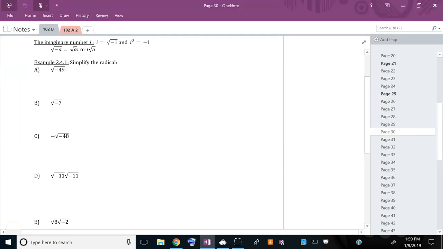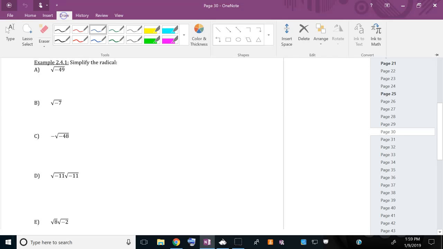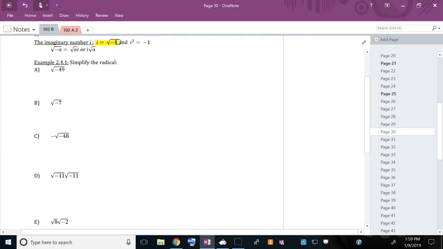Math 102, example 2.4.1, version B, simplifying square roots of negative numbers. The imaginary number i. We define i as the square root of -1, and i squared as -1. So if you have the square root of a negative number, we rewrite it as the square root of that positive number times i. You can put the i in front or in back, but it should not be underneath the radical.